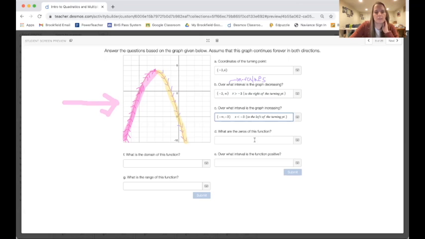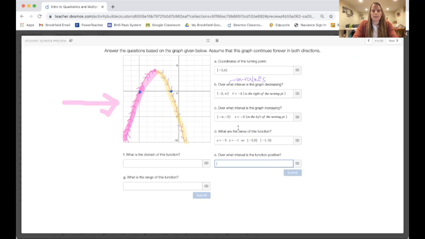What are the zeros of the function, that refers to the x-intercepts? There are two of them here. -5 and -1 are our x-intercepts. So you can write x equals -5, x equals -1, or you can write (-5, 0) and (-1, 0).